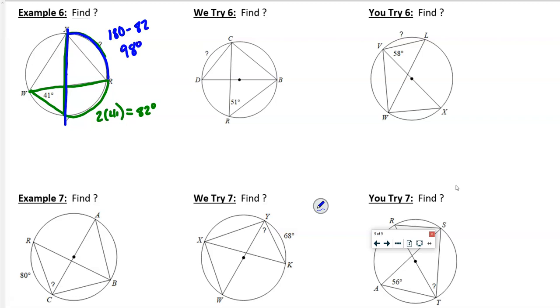Does everybody see that? Okay, so here we go again. I see another diameter right there. And I see that this angle says it's 51. So isn't this arc out here going to be 2 times 51, which is 102? And how are we going to find this arc over here again? See, we got the top half up there, right? So this is going to be 180 minus the 102. And 180 minus 102 is 78.